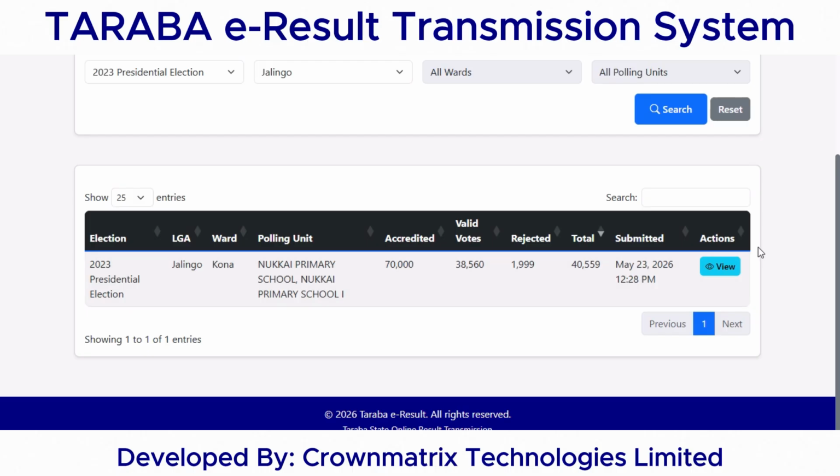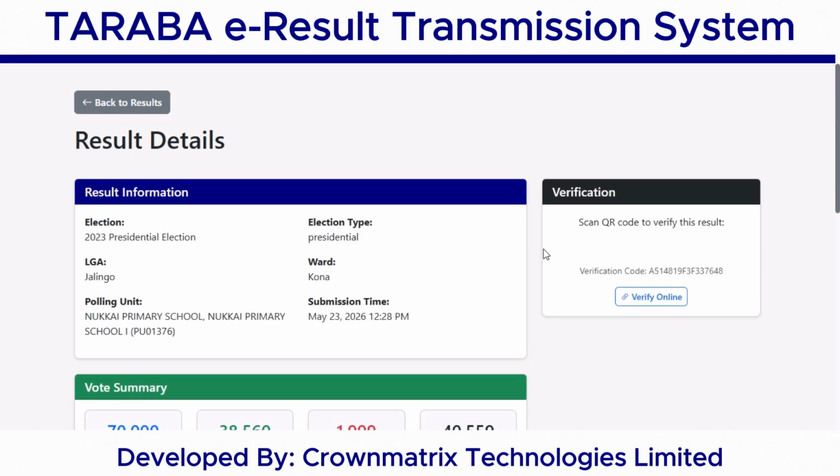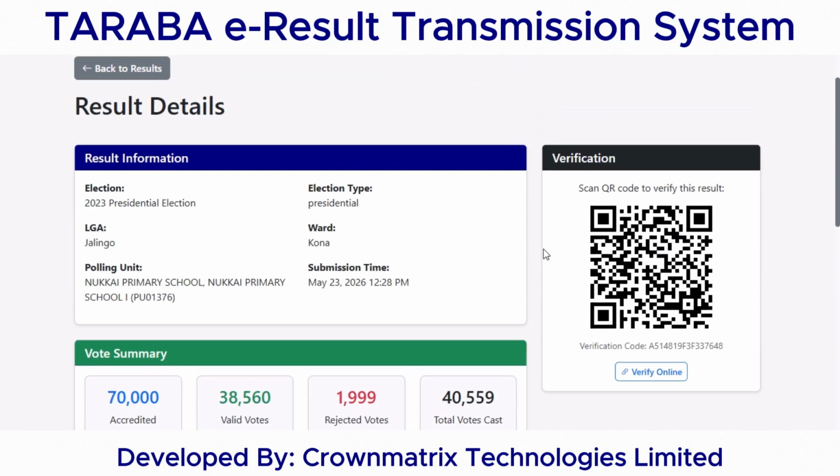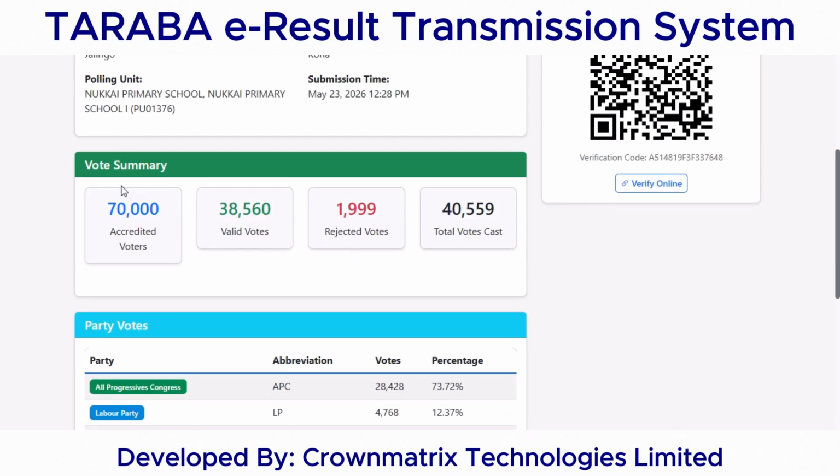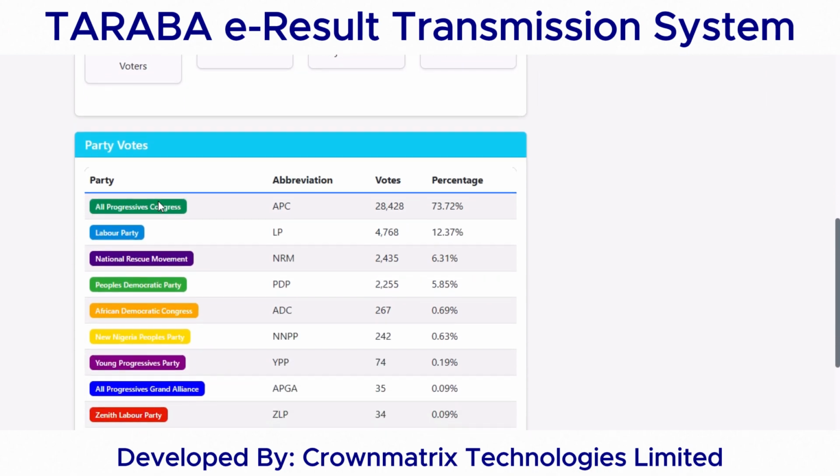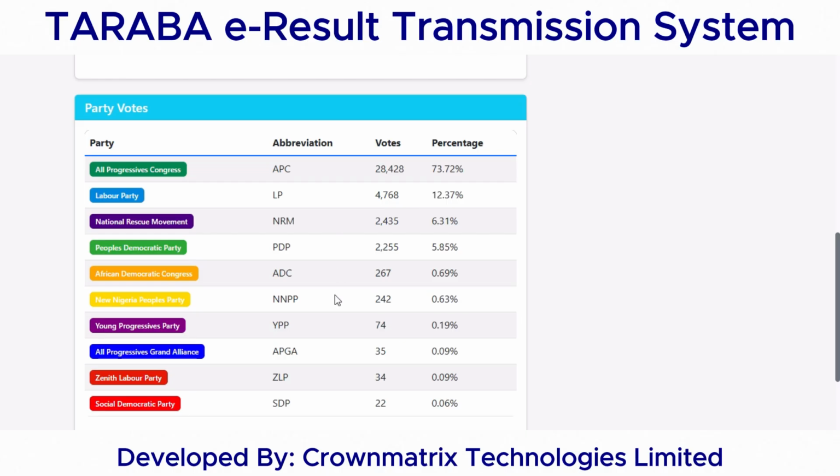If you still want to view detail about this result, you can click on View here and you will see the detail of this particular result. You are going to see that the election title is Presidential Election, while the election type is presidential, local government, and so on. You can see the voting summary here. You can get all these details. Then when you go towards the party votes, you will see which of the parties is leading in this election.